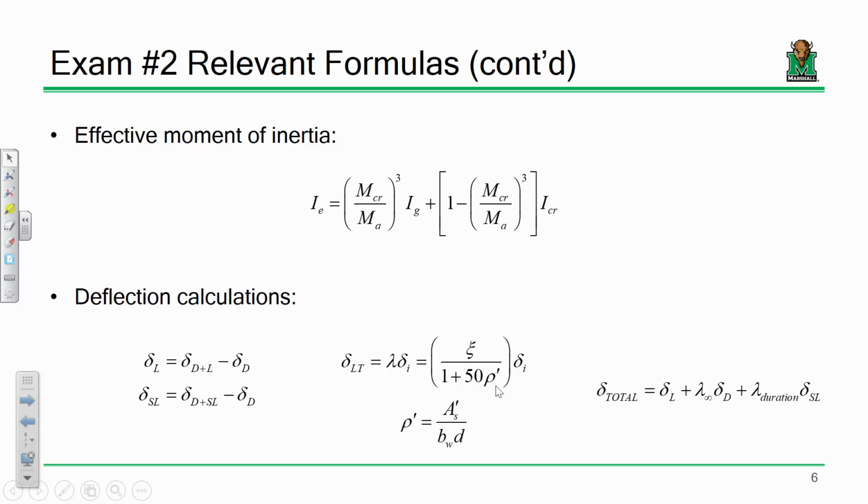As for deflections, the big one, or at least the one that's new from structural analysis, is the effective moment of inertia. So the effective moment of inertia is essentially a weighted sum. It's a little bit of the gross moment of inertia and a little bit of the cracked moment of inertia. And that little bit, for the gross moment of inertia, is the ratio of the cracking moment and the applied moment cubed. And for the cracked moment of inertia, it's 1 minus that ratio cubed.